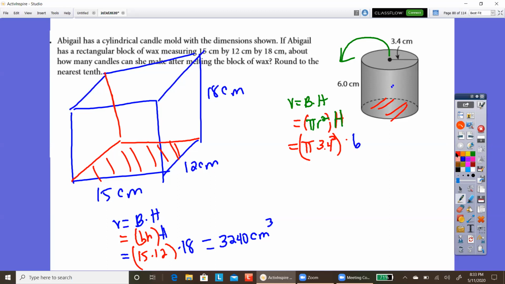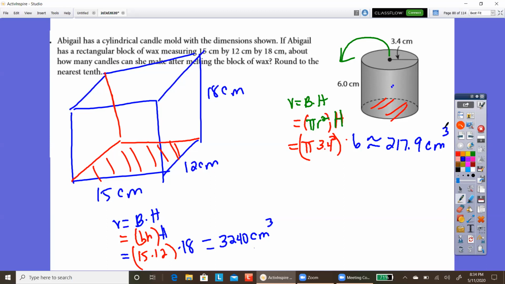Now here's the thing. Even though this has pi, the block is not in terms of pi. So we're going to have to plug in pi whether you really like it or not, because you have to get something to compare it to a non-pi unit. So we're going to have to do pi times 3.4 squared. That's going to give us a huge number, which we're then going to multiply by 6. And that's going to give us approximately 217.9 cubic centimeters for each candle.